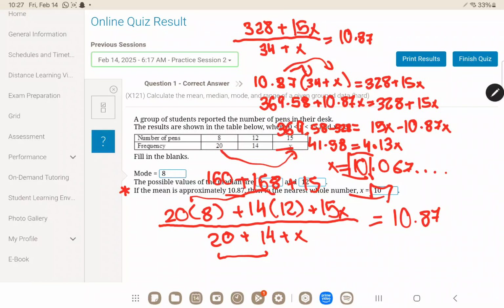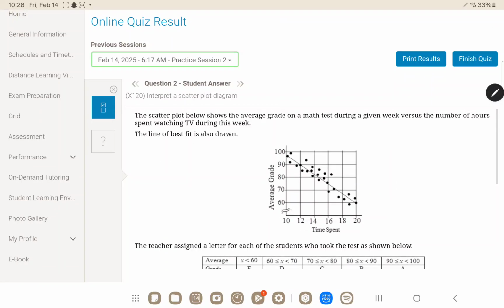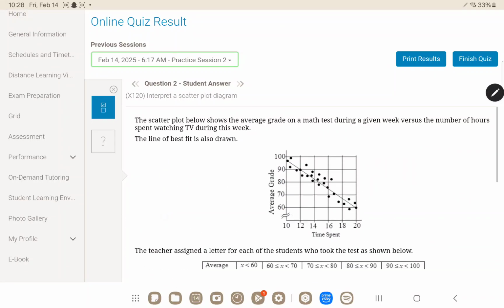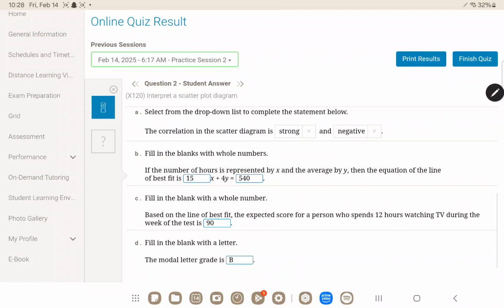That's it for this question. Now let's move on to the next one. This one is really easy. We've done it in a lot of AMSs before. Now it's a scatter diagram. The scatter plot shows the average grade of math during the week and time spent watching TV during the week. The correlation is, of course, strong, because all the points are together, not scattered. And it's negative because they're going in a downward slope. That's obvious.